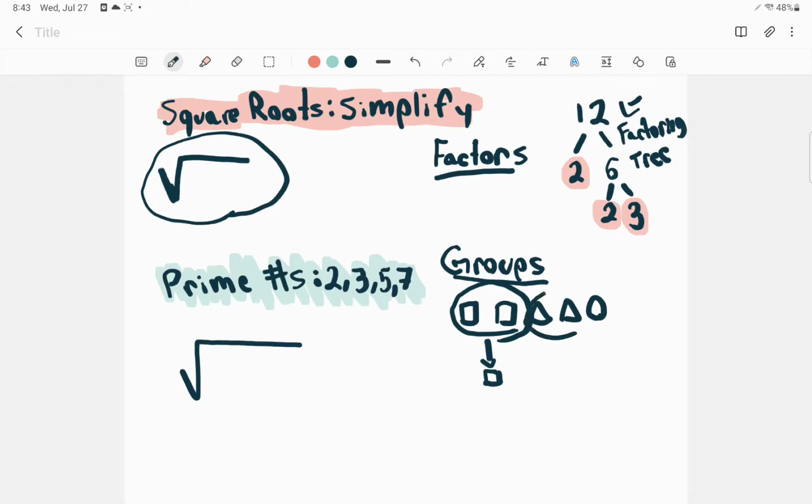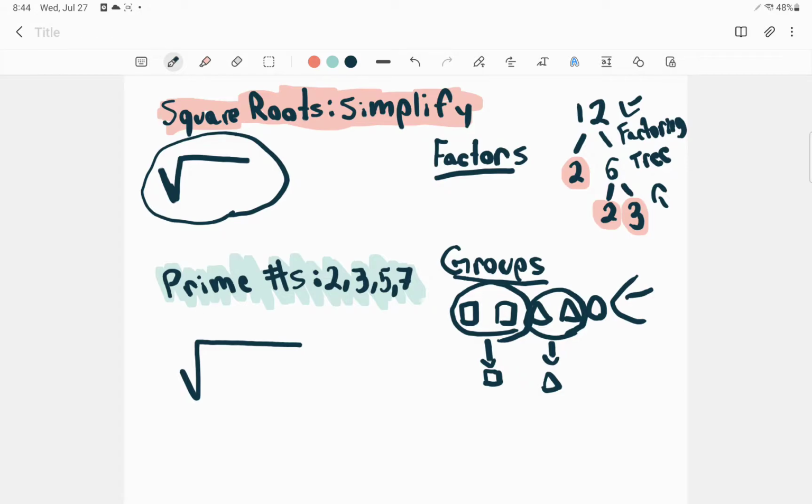Over here, I can see that I also have one group of triangles. So I'm going to do the same thing. I only have one group of triangles. Right? That's it. So if you can do a factoring tree over here, and then you can do groups, then you can do the entire assignment.